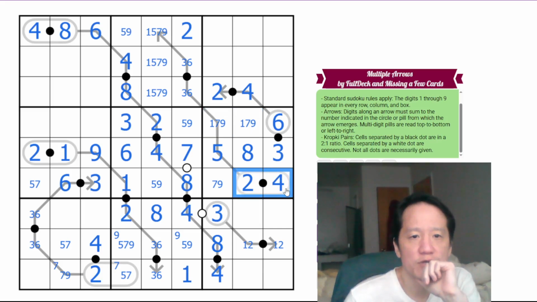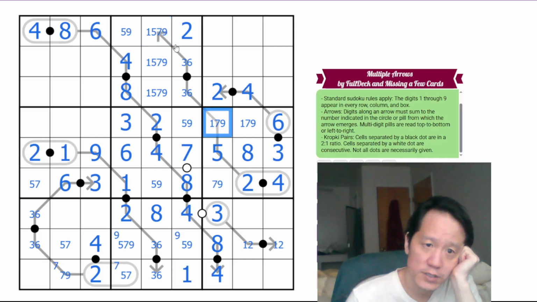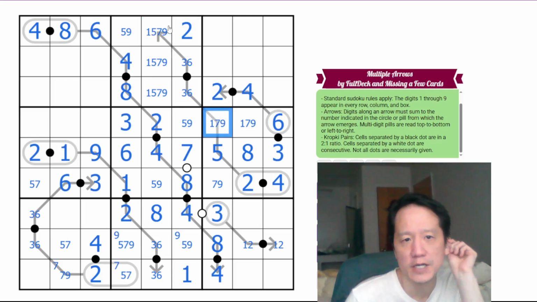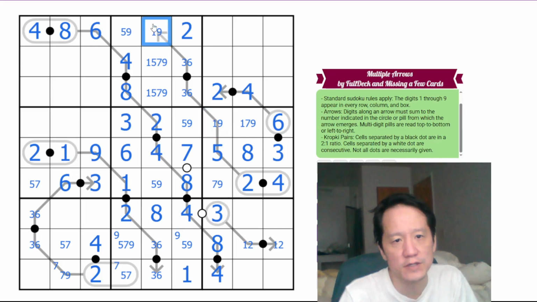This adds up to 24. So this is 9. This is 5, so that's 14. So these two digits must add up to 10. The only combination that works is 1 and 9 here. So this cannot be 5 or 7. This can't be 7. This is 1 or 9, and this is 1 or 9.